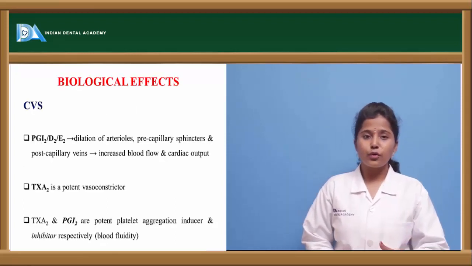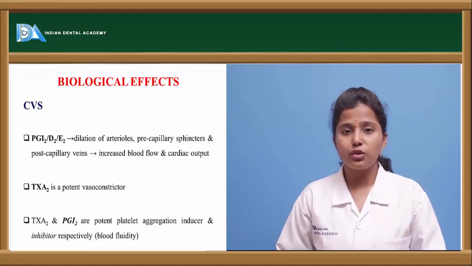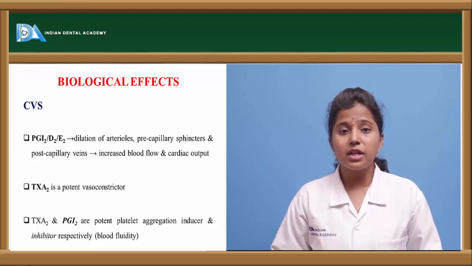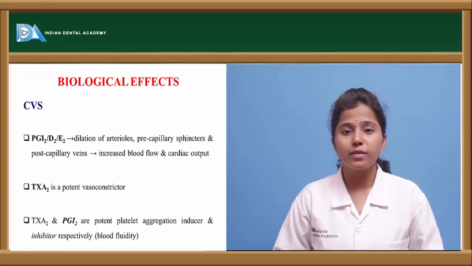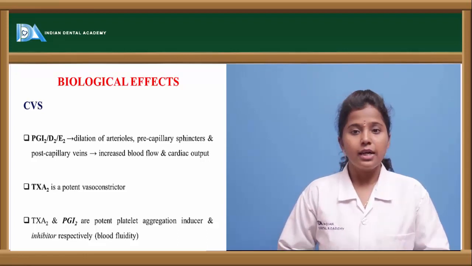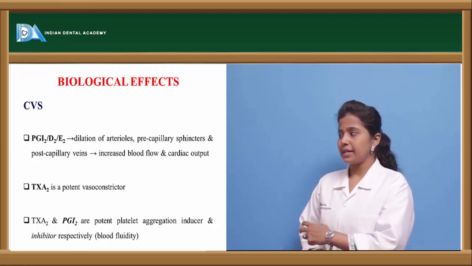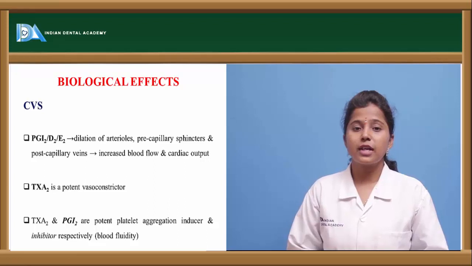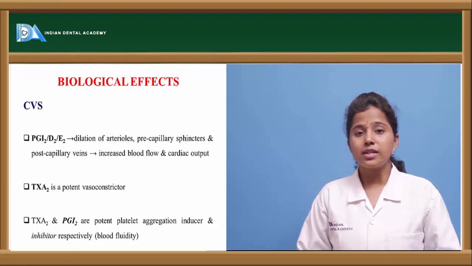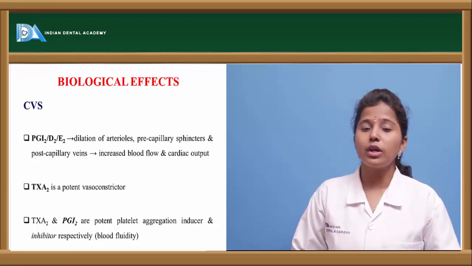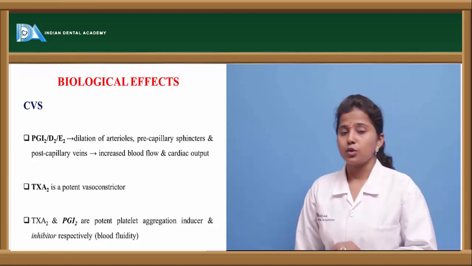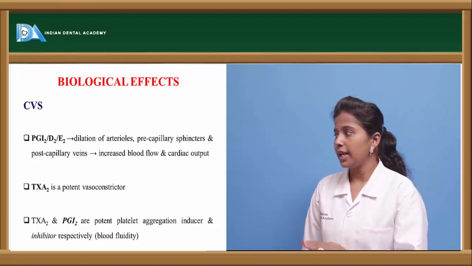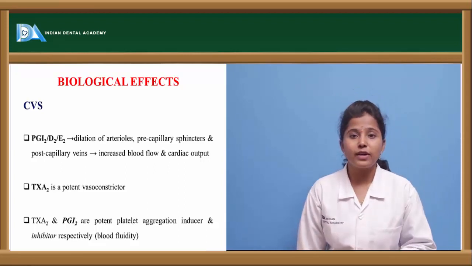What are the overall effects, or individual actions, of these prostaglandins? Let us see what happens to a tissue or a smooth muscle when these prostaglandins are released. So for example, let us see the cardiovascular system. What happens when prostaglandins are synthesized in the body? When PGD2, E2 and I2 are released in the body, they cause dilatation of vascular smooth muscles.